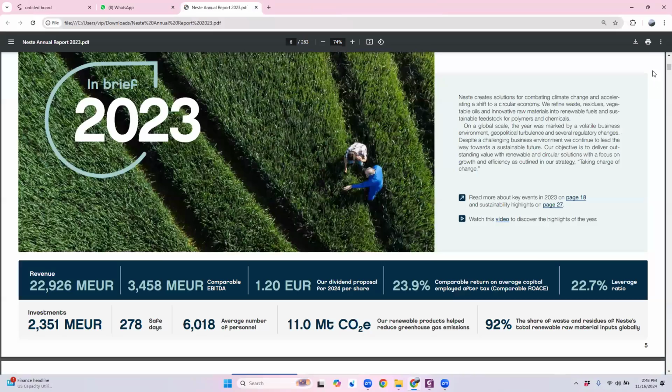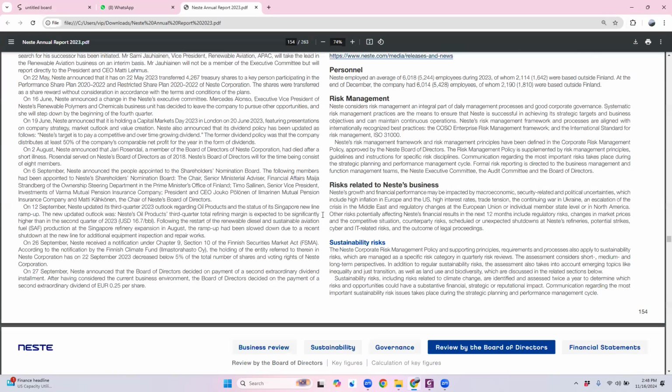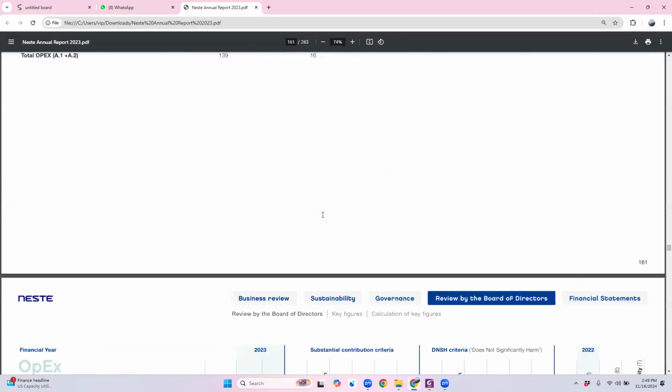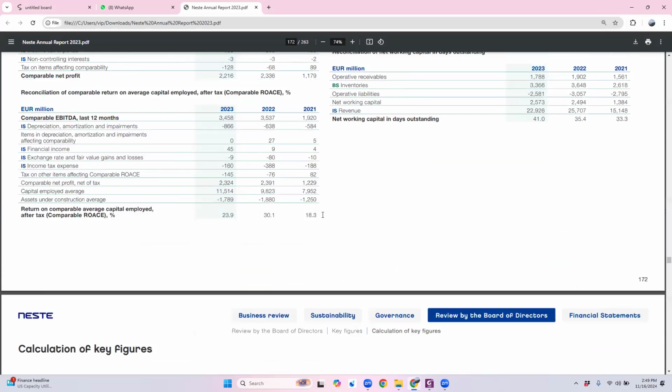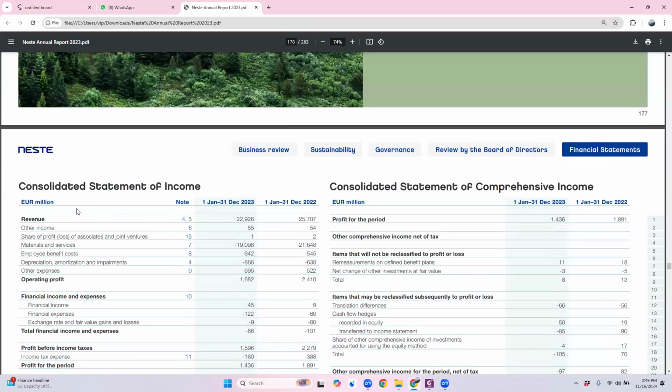So if I come down towards the financial statements, where are the financial statements, by the way? Okay, risk related to Nestle business, authorization. Let's move down. So are these? No, these are not the financial statements. Let's move down. Okay, you see, here is the financial statement.